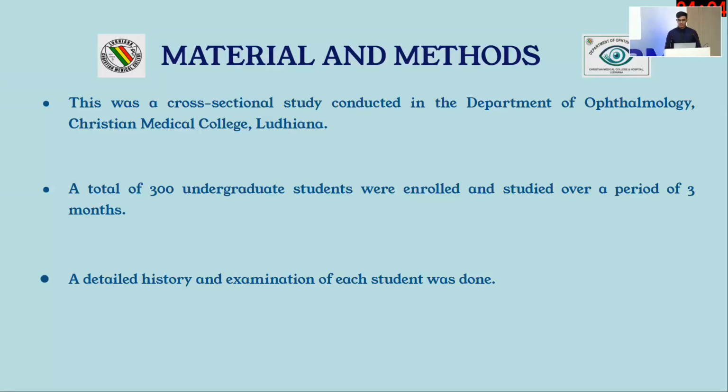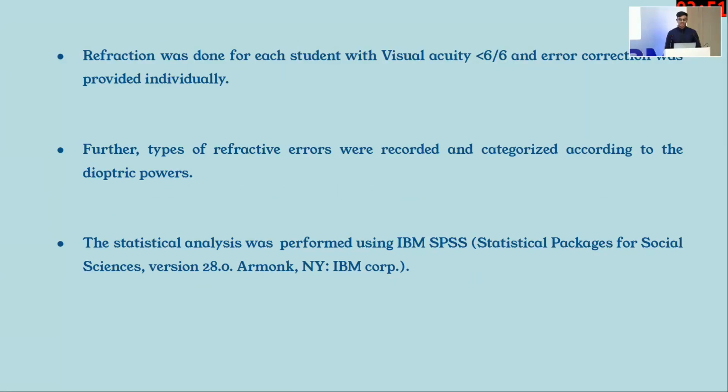Material and methods. This was a cross-sectional study conducted in the Department of Ophthalmology, Christian Medical College Ludhiana. A total of 300 undergraduate students were enrolled and studied over a period of 3 months. A detailed history and examination of each student was done. Refraction was done for each student with visual acuity less than 6/6 and error correction was provided individually. Further, types of refractive errors were recorded and categorized according to the dioptric powers.